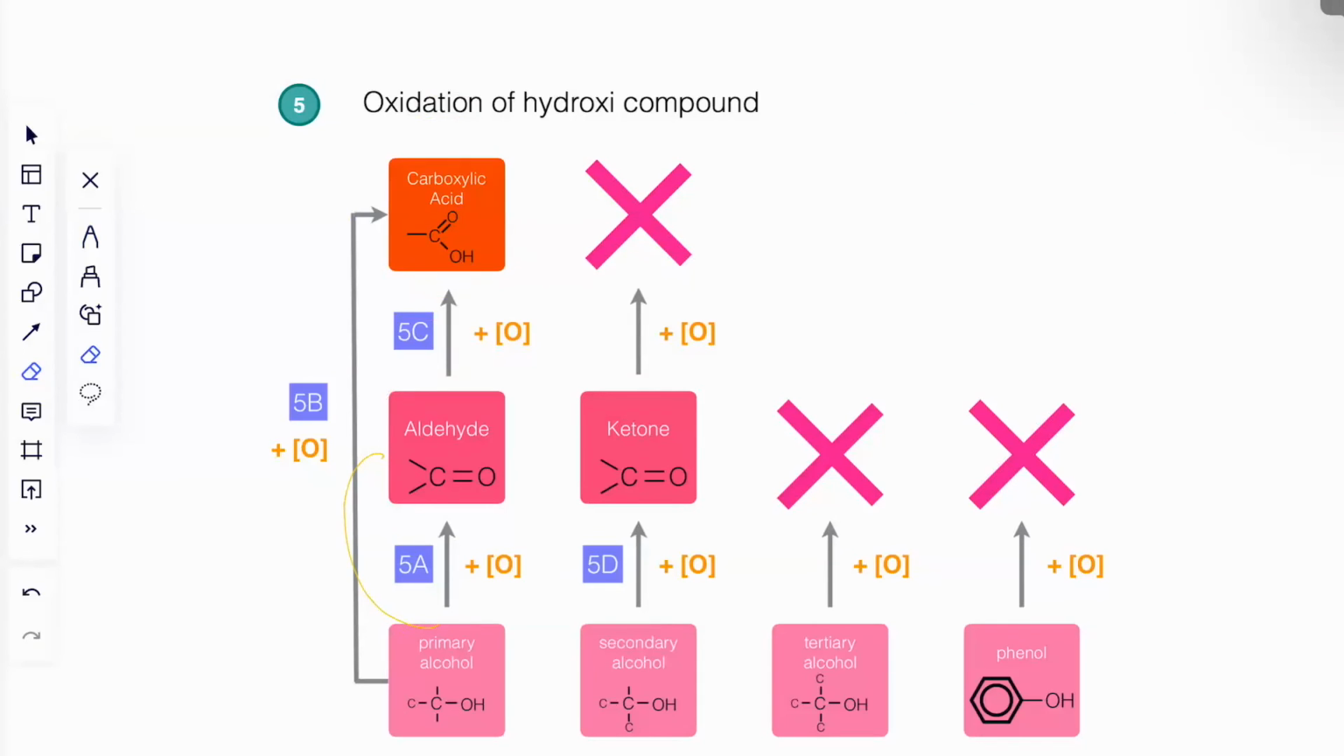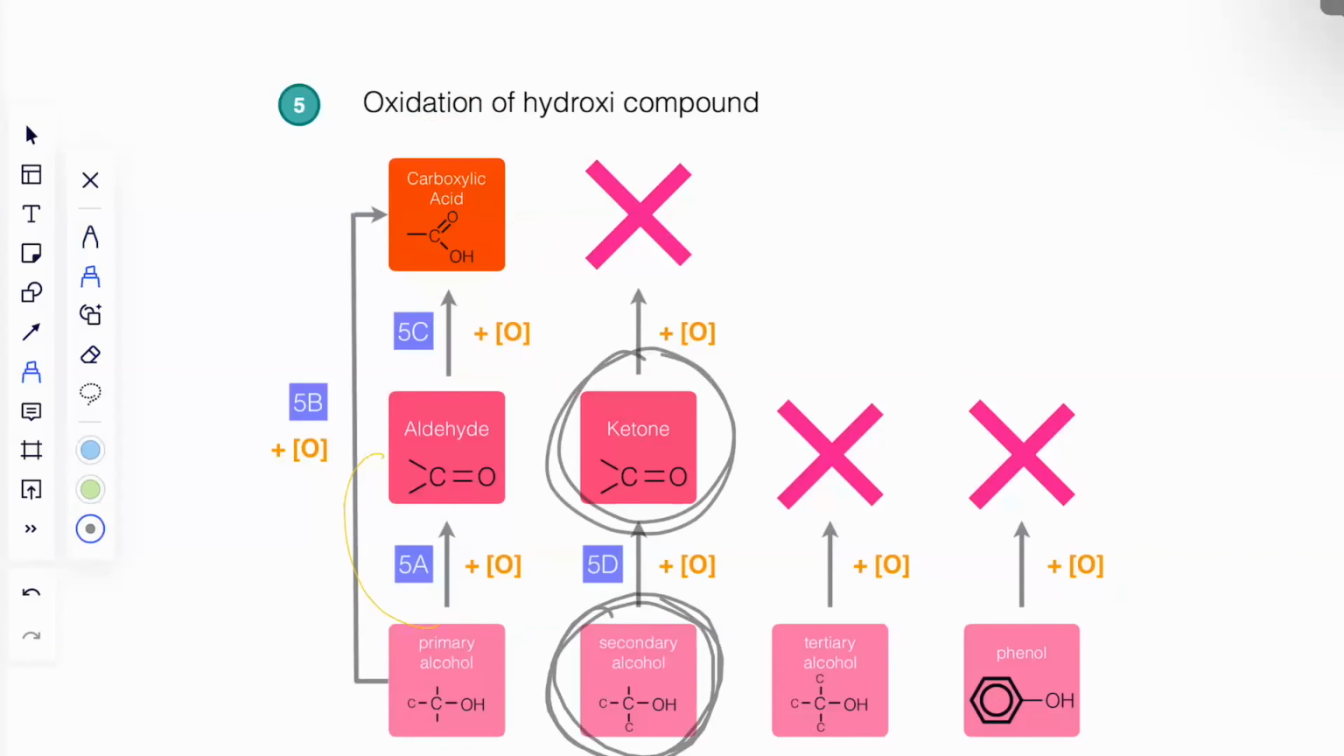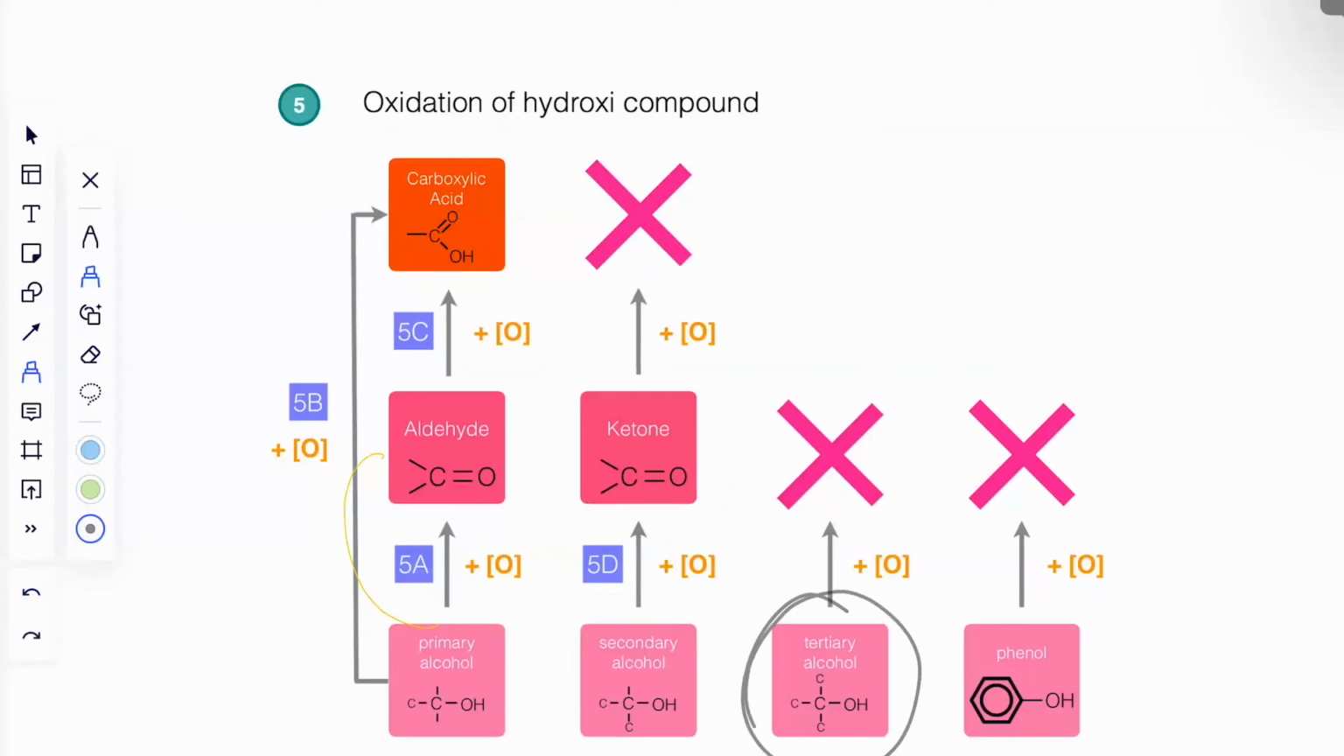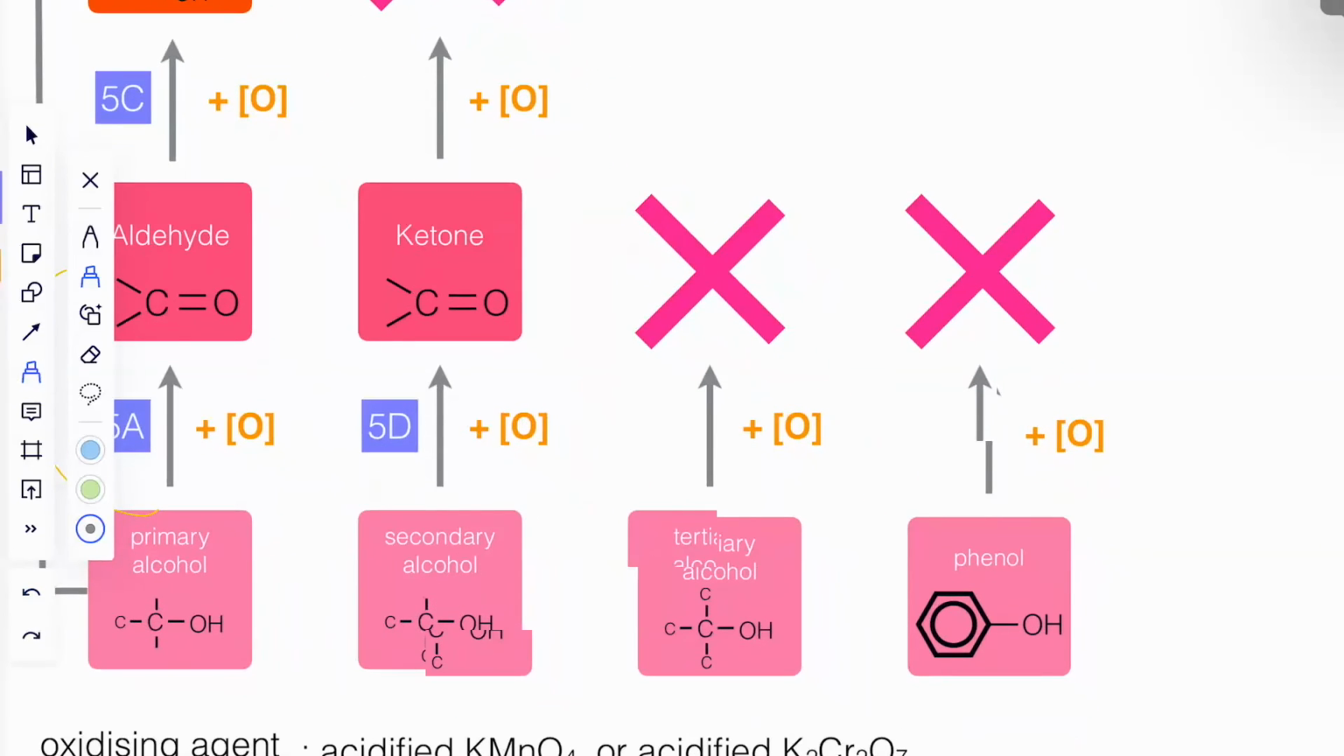How about secondary alcohol? Secondary alcohol, you oxidize, you get ketone. Ketone, you oxidize, nothing. You cannot oxidize ketone. That's how you prove. Then tertiary alcohol, you oxidize, nothing. We prove that also. Phenol also. Phenol, you cannot oxidize.